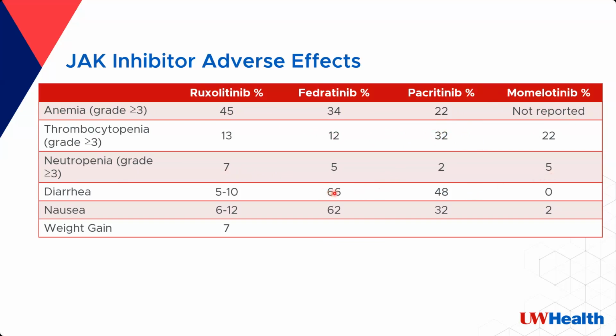Thinking about GI toxicity, ruxolitinib is going to be, in general, more well tolerated from a GI perspective. With fedratinib, there is more propensity to cause diarrhea and nausea. And then ruxolitinib can cause weight gain, so that's something important to keep in mind, especially knowing that patients can be on this for a period of time if they're using it for GVHD as well.